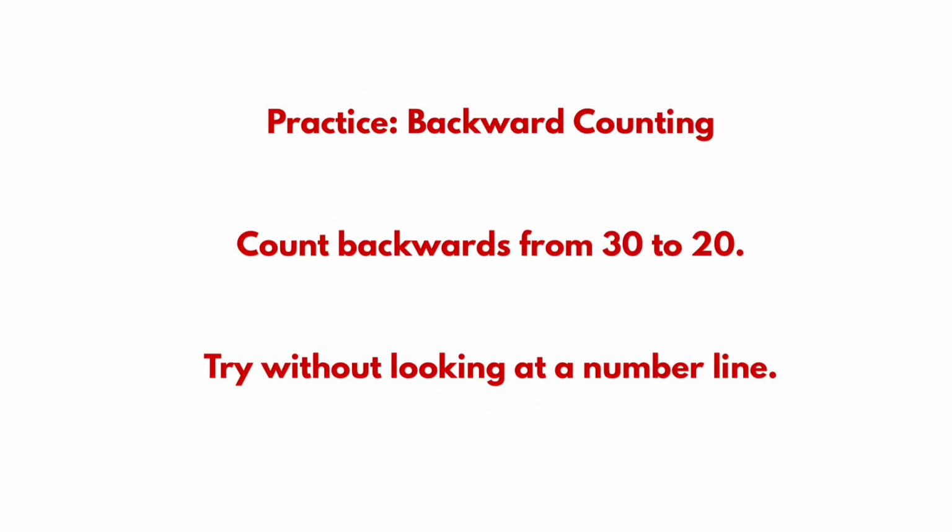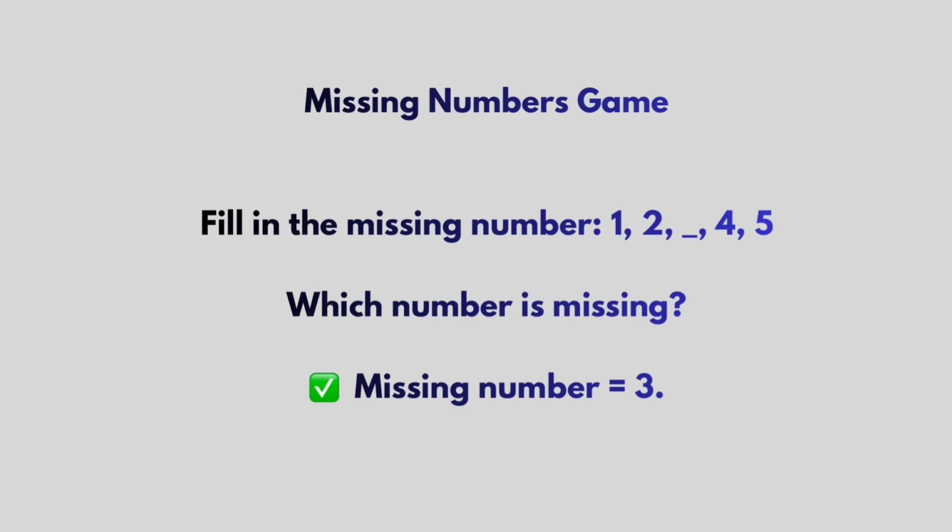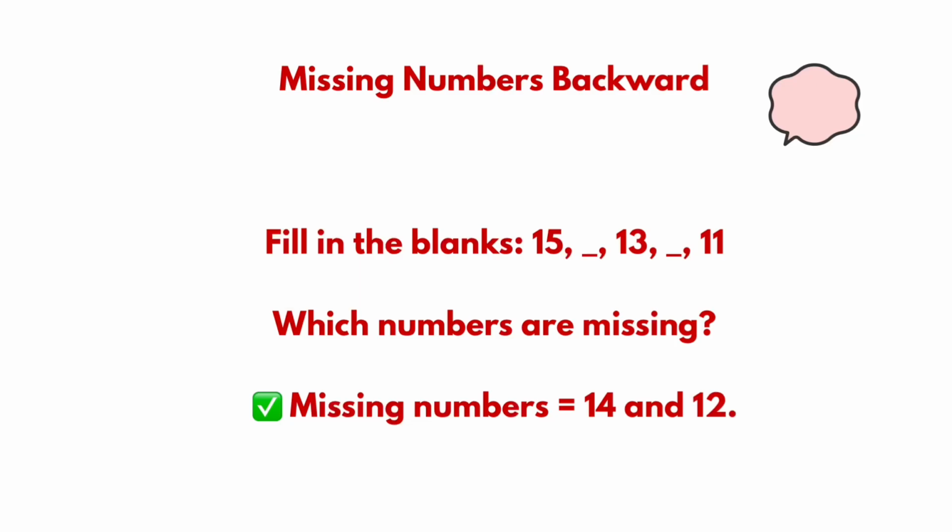Also have a practice exercise here. Backward counting: you can start counting backwards from 30 to 20. The missing number game is also here for you. You can find the missing number: 1, 2, blank, 4, 5. Which number is missing? The missing number is 3 here.